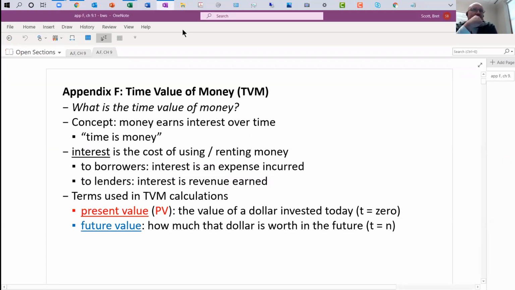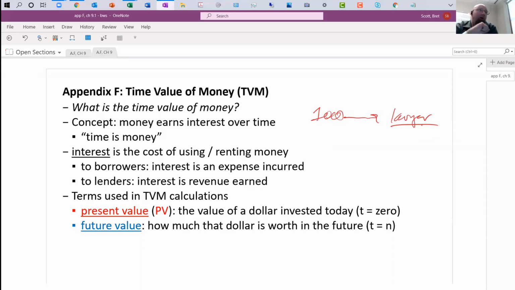Appendix F, time value of money, what is it? Essentially, it's this notion that money generates more money over time. So if we have $1,000 and we invest it over time, it's going to grow to some other larger amount. The theory behind this harkens to the economic concept of opportunity cost. That is, if we forgo consuming cash today, what could we possibly do with that money instead? We could invest it, and if we invest it, it'll generate a return of some amount, therefore making it bigger.